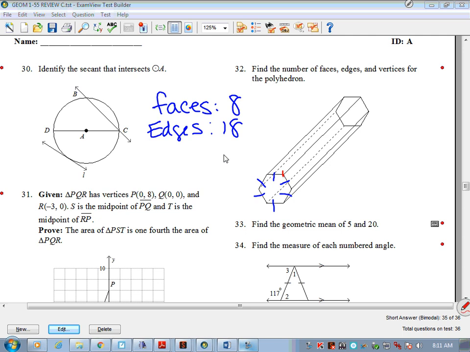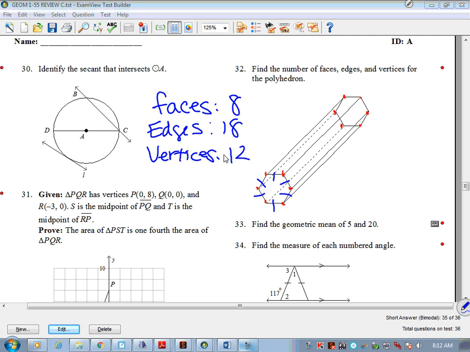Points like 1, 2, 3, 4, 5, 6. The same thing on this end. 1, 2, 3, 4, 5, 6. So vertices, okay, it comes out to 12.